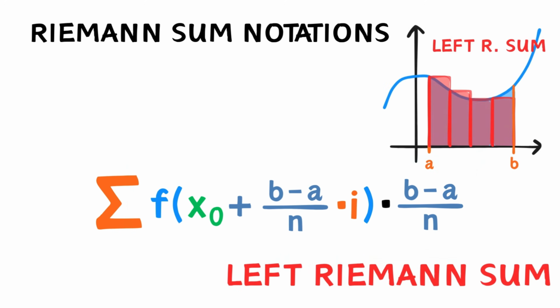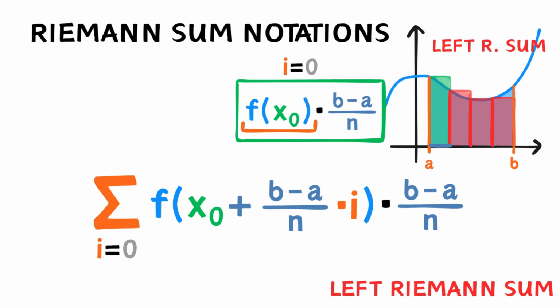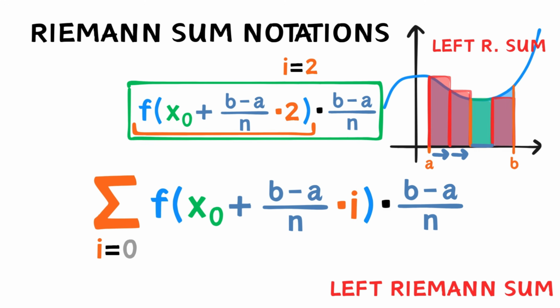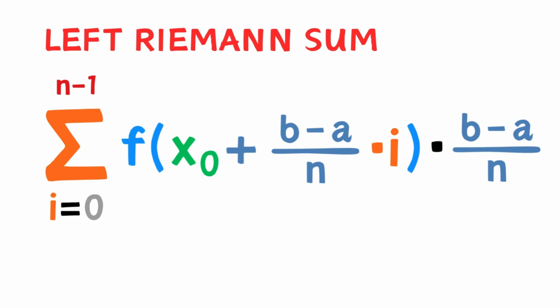For a left Riemann sum, the summation index will start at 0, ensuring we start at the left endpoint. We then increment by 1 until we hit n minus 1. This way, all our rectangles get their height from the left.